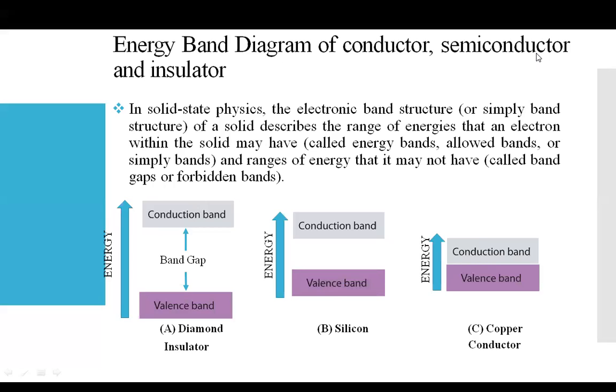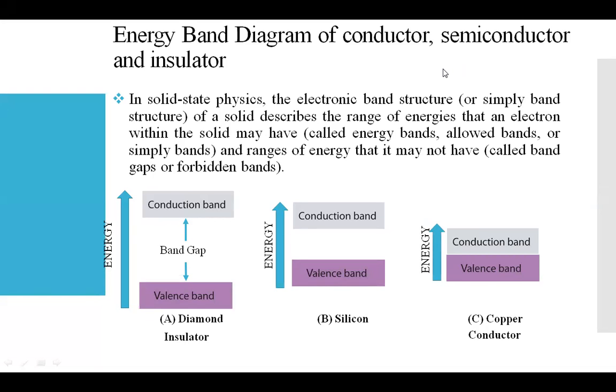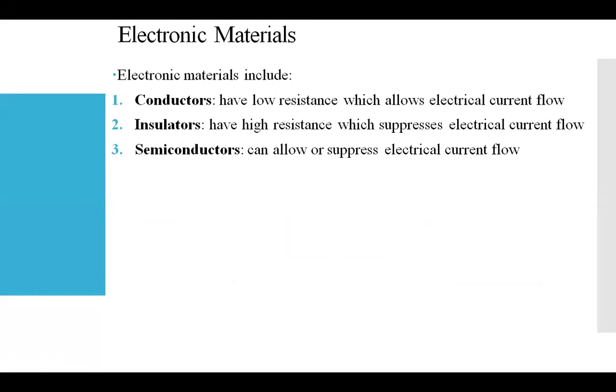Okay, so this is what we have right now, the energy band diagram for the conductor, semiconductor, and insulator. Whatever structure is given here represents only one thing: how the energy band, or the band gap, changes according to the material type. This is a very important parameter you should understand and remember.